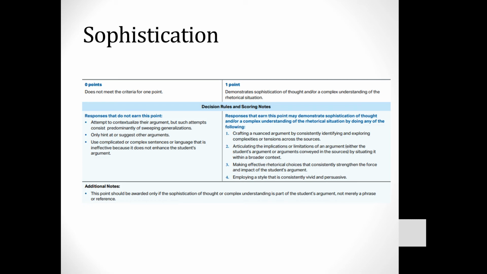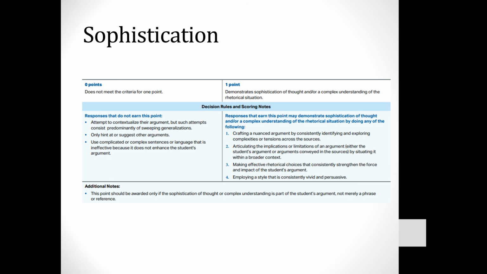Number three, making effective rhetorical choices that consistently strengthen the force and impact of the student's argument. Write like an author, like I mentioned in the previous episode here. Don't write so humdrum and boring. Actually make some rhetorical choices, anything from rhetorical questioning to your own parallelisms to even imagery of the real world, for example. Any of that is fair game. And then lastly, 3 and 4 are related, employing a style that is consistently vivid and persuasive. So it's again your structure, your rhetorical choices, your diction, your whatever, right? Just basically writing like an author. 3 and 4 are very similar in that case there.